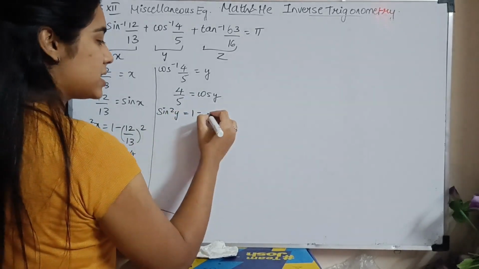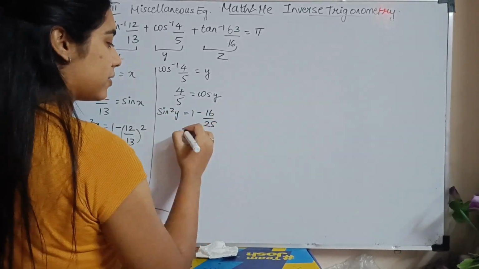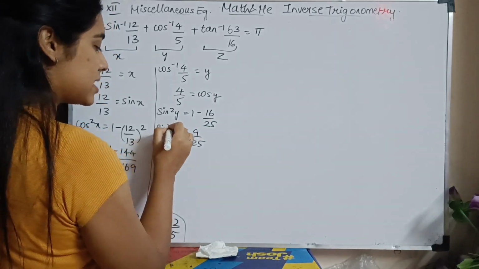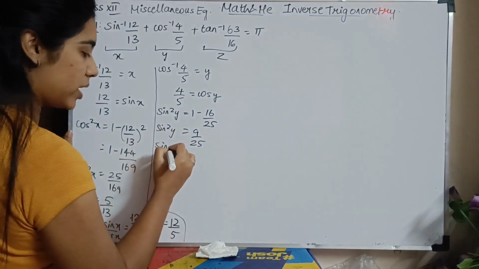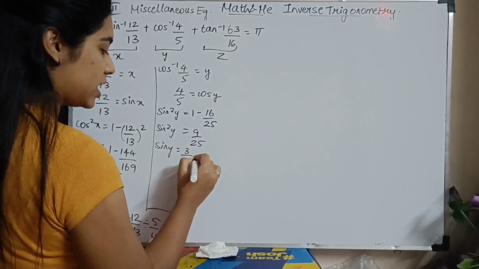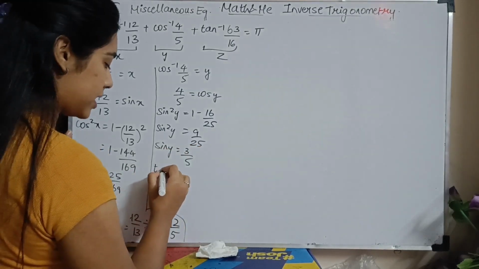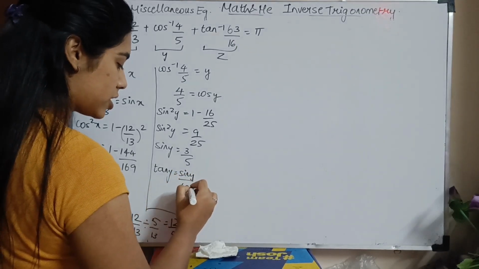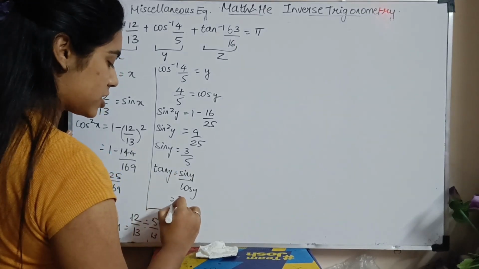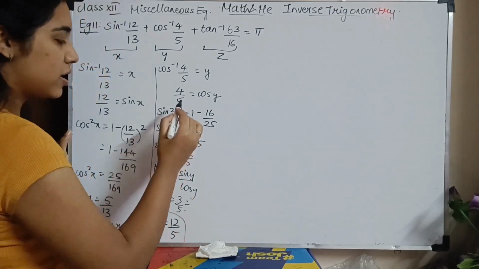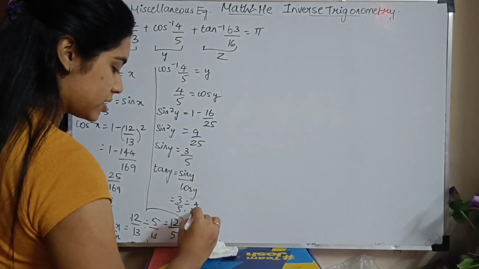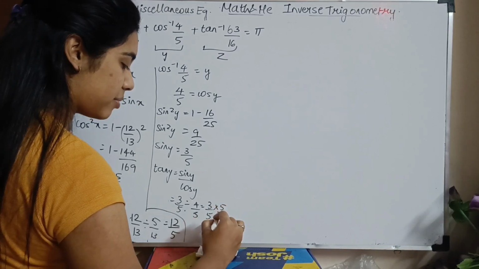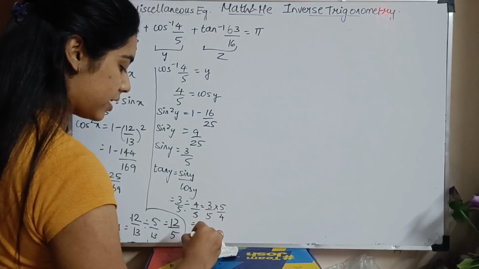So, it will be 1 minus 16 divided by 25. 25 minus 16 is 9. So, 9 divided by 25. This is my sin square y. So, what will be my sin y? The square root of this. So, I will have 3 divided by 5. But what is tan y? It is going to be sin y divided by cos y. What is my sin y? 3 by 5. What is my cos y? Divided by 4 by 5. So, take the reciprocal. I will have 3 by 5 times 5 by 4. So, this will be 3 divided by 4.